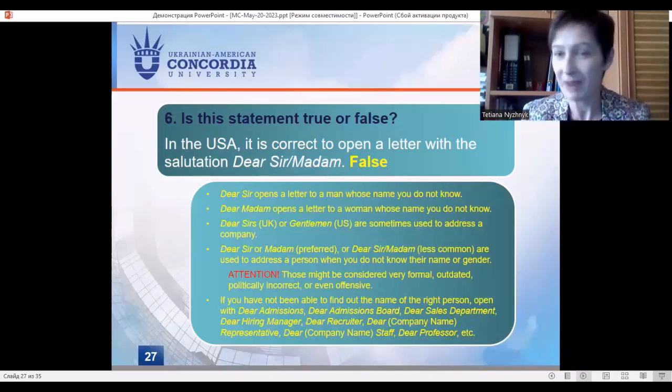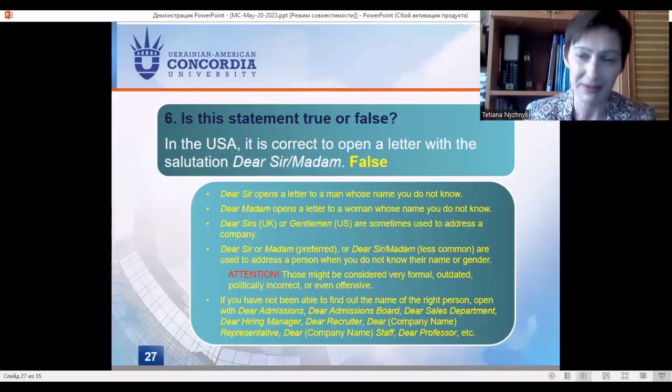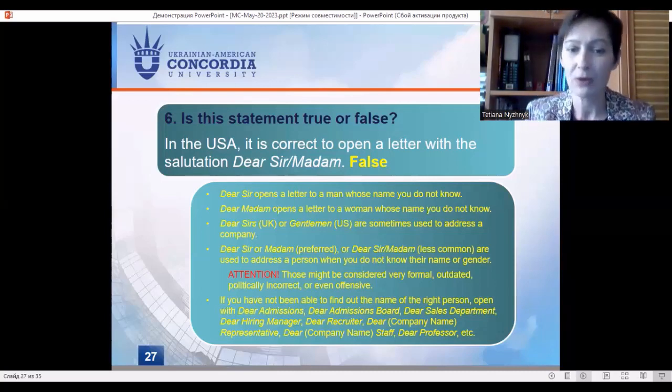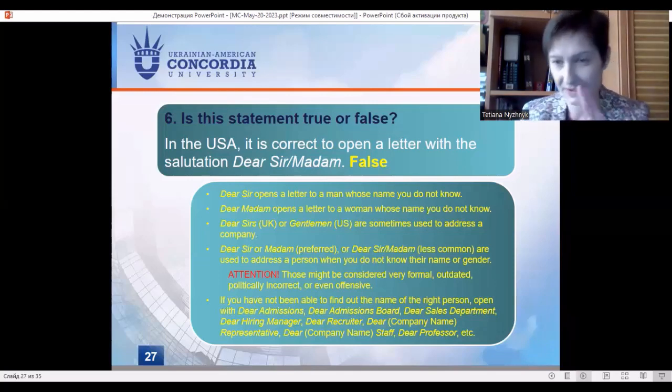For example, dear Microsoft, or dear Microsoft staff, or address it to a specific department and greet the staff of the department. Dear sales department, or dear sales manager, or dear admissions board, several people as the addressee, or dear recruiter, or dear hiring manager. Then obviously there is only one person there. It might seem ridiculous, but it actually works, especially in American English.